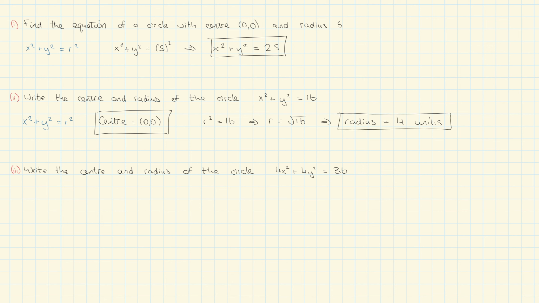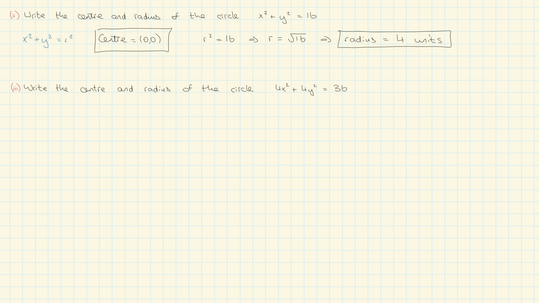We don't know our unit of measurement, so we call it 4 units. That's part 2. And part 3 now, we are asked to write the center and radius of the circle 4x squared plus 4y squared equals 36. So my first issue here is it needs to be in the form x squared plus y squared equals r squared. So I will need to divide everything by 4 to get it into that format. So if I divide my left side by 4, then I'll divide the right hand side by 4. So that gives me x squared plus y squared equals 36 over 4. That tidies up to x squared plus y squared equals 9.